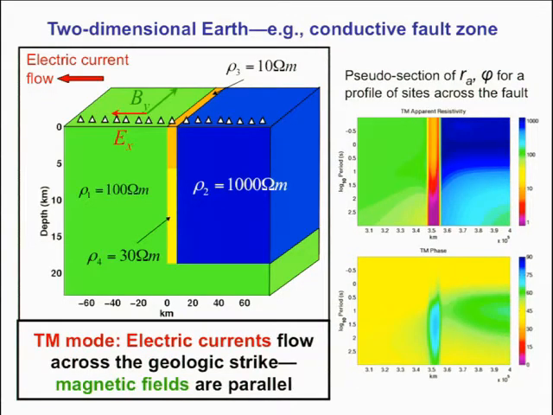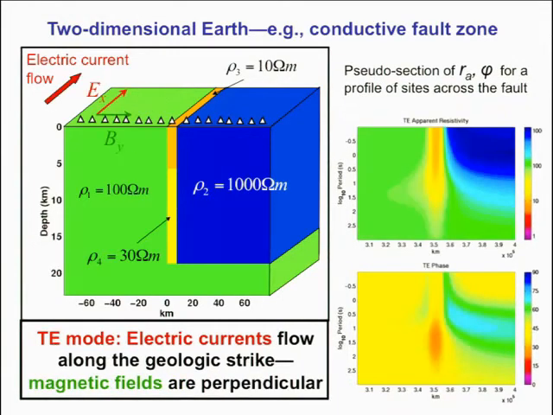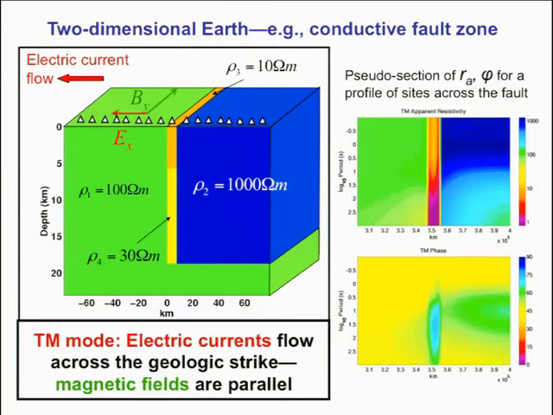There's another mode, which is the TM mode, in which the electric currents are flowing perpendicular to the strike. And you'll notice that there's a substantial difference between these. The TE mode is all smooth, and this fault goes away at long periods. The TM mode has this discontinuity at the fault, and that's because, to maintain continuity of the currents across the fault, the electric field has to be discontinuous.